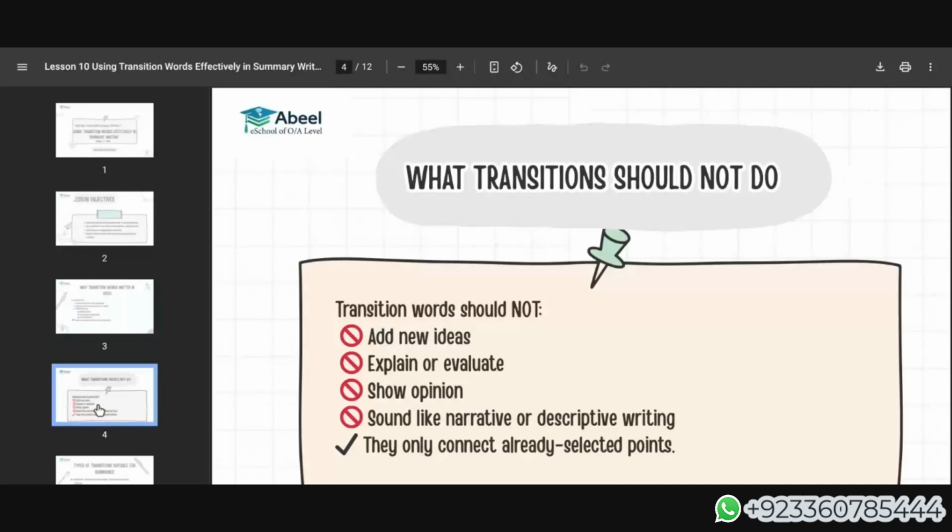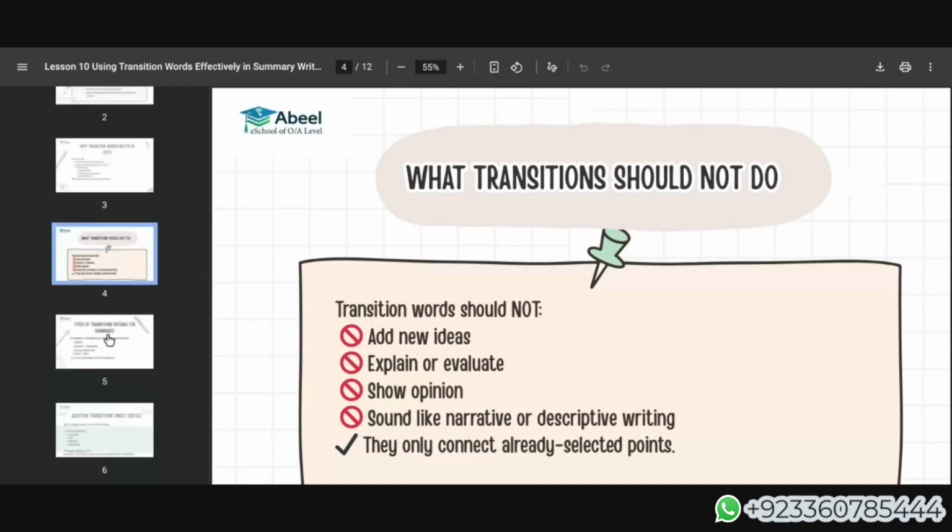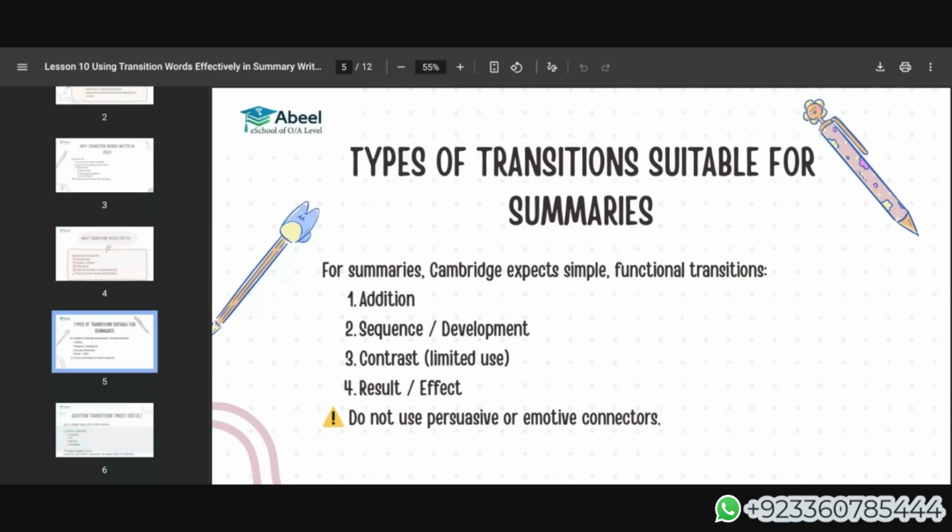Moving on, what transition words should not do. Transition words should not be used in order to add any new idea, explain or evaluate the idea, or show your opinion, because we don't have to do this in a summary writing task. Otherwise it appears that we are writing a narrative or descriptive task, because summary writing is entirely different from narrative or descriptive writing. You only have to connect the points which you have already selected. You have to make a paragraph using those selected points while using these transition words or linking words, also known as connectors.